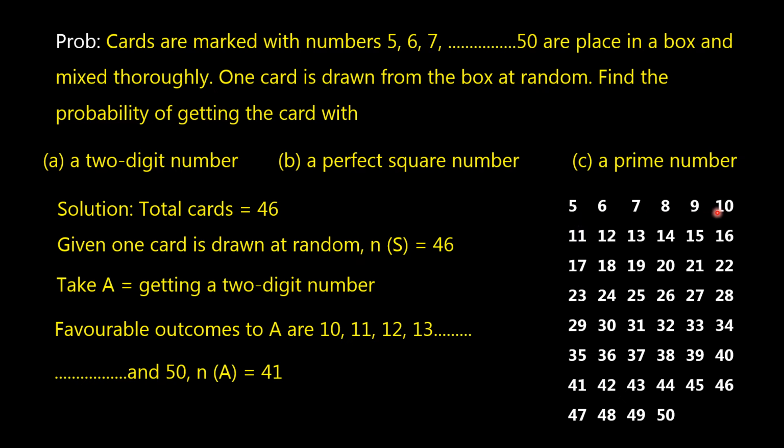Therefore, among all the 46 cards, we have only 5 cards with single-digit numbers. Remaining all are 2-digit number cards only. Therefore, n of A is equal to 41. Total 41 cards have a 2-digit number. That's why n of A is 41. From this, P of A is equal to n of A by n of S, that is 41 by 46. This way you can find the probability of the remaining 2 events also.